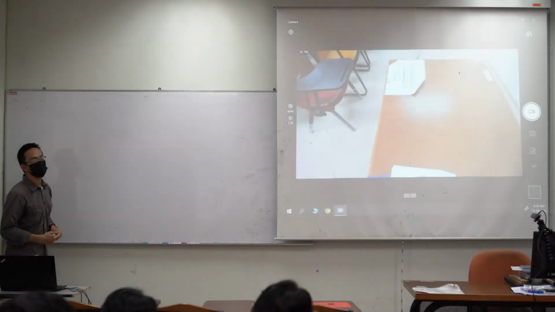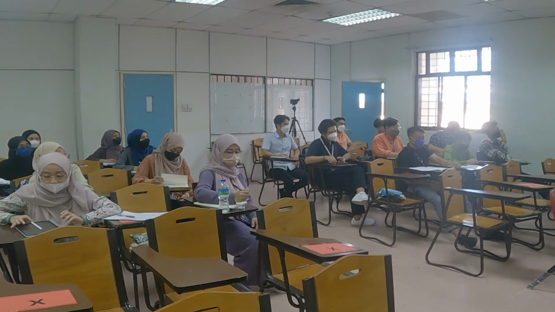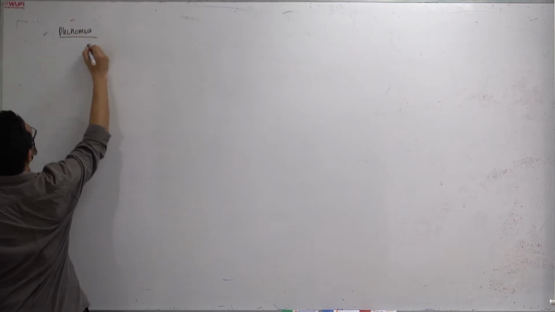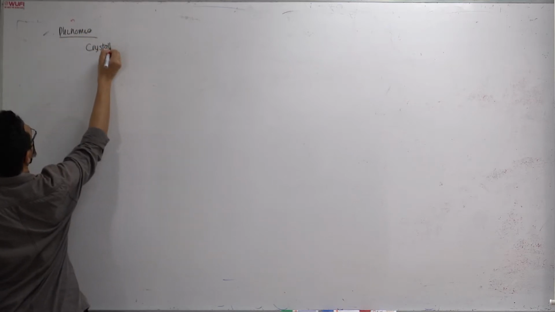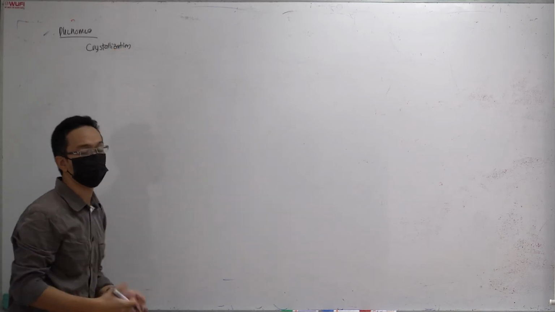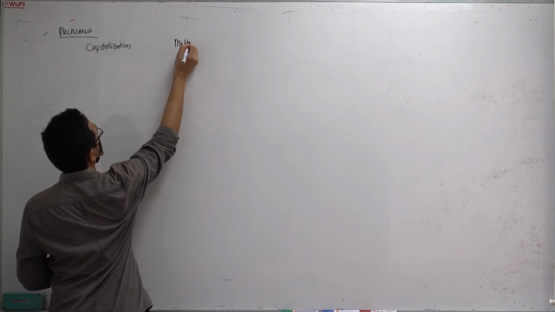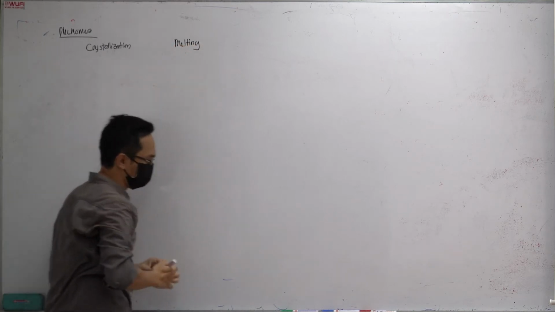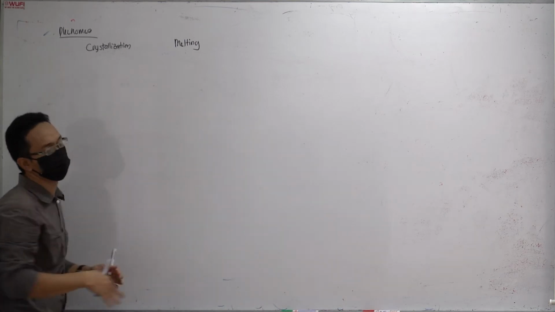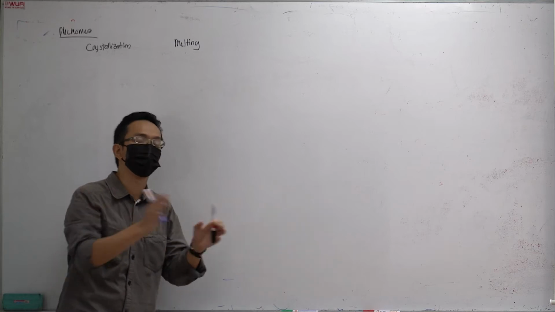Okay, in the previous class we talked about the three phenomena that are important to polymers: crystallization, the glass transition, and the melting temperature. So crystallization is basically the phase transformation of the melt polymer to the solid polymer.